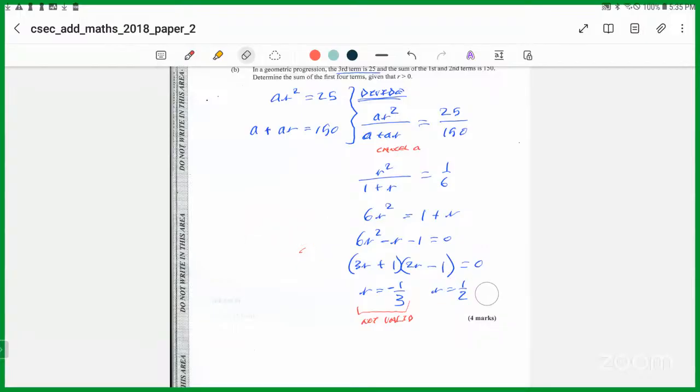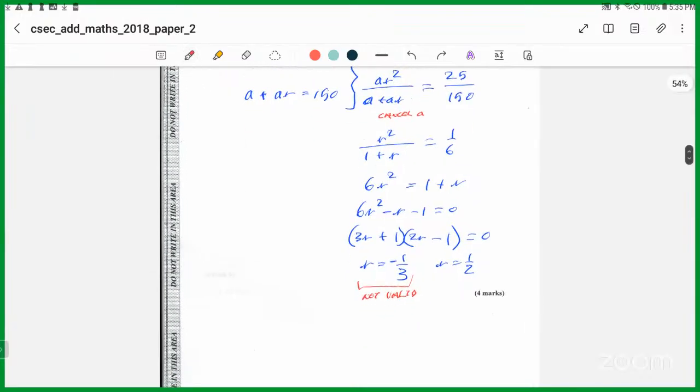So you could work out the a if you want it, but I'm telling you, you don't need to. Or if you put the r, half, in this one, you get a times a half squared equals 25. Now half squared is a quarter, so I get a over 4 equals 25. Take the 4, multiply it up here, you're going to get a equals 100. Alright, so you can work out the a if you want, but you don't need it because I want us to find the sum of the first 4 terms, right? Sum of the first 4 terms.